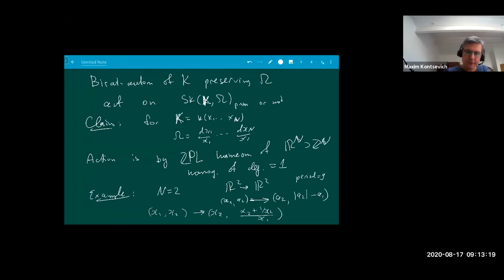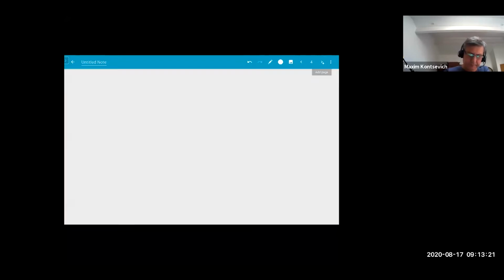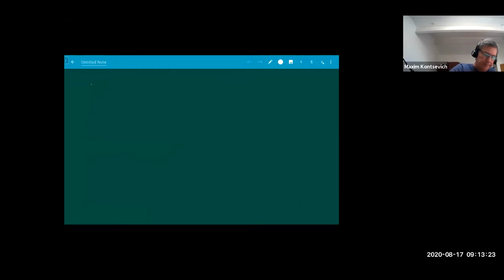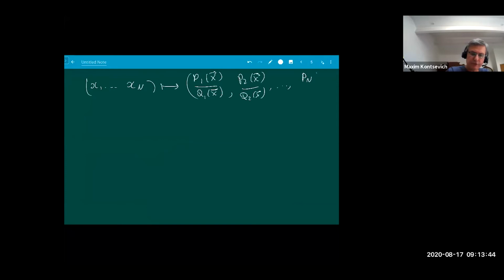So the general rule is the following. If we have a map x1, ..., xn goes to p1 of x divided by q1 of x, p2 of x divided by q2 of x, so a rational map is given by a bunch of rational functions in n variables. Each rational function is a ratio of two polynomials.